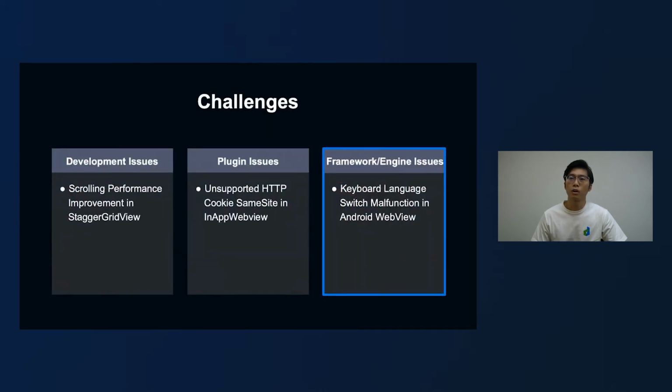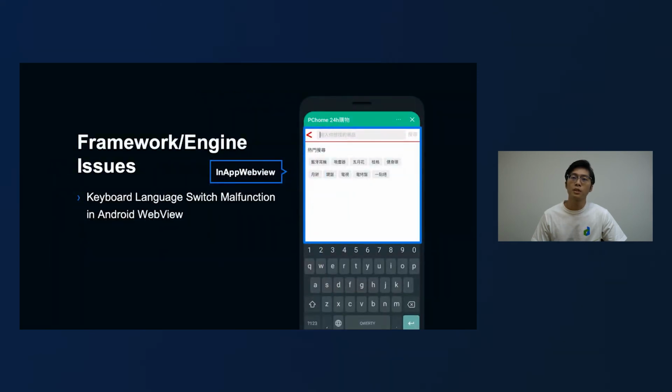The next is the framework engine issue. The issue I mentioned here is the keyboard language switch function in Android web view. In the shopping app, users can search for products in the partner's website in the in-app web view. However, there's one problem. Users cannot switch their keyboard language to Chinese, and that's a very serious problem because it means users cannot proceed with the shopping flow. And this issue only happens on the Android platform because the integration of the native view and the Flutter widgets is unstable on Android. And then it causes lots of problems, and this issue is just one of them.